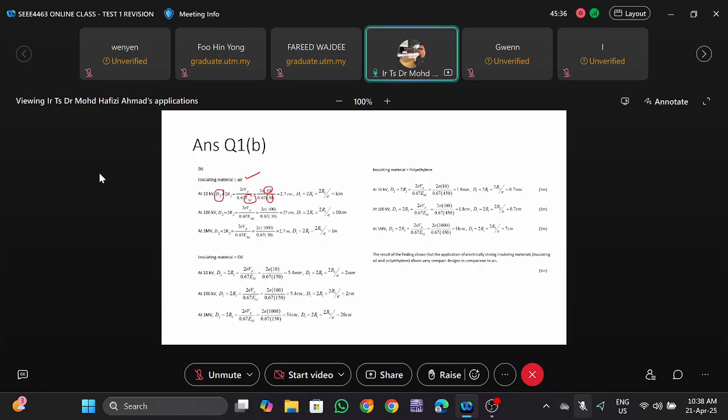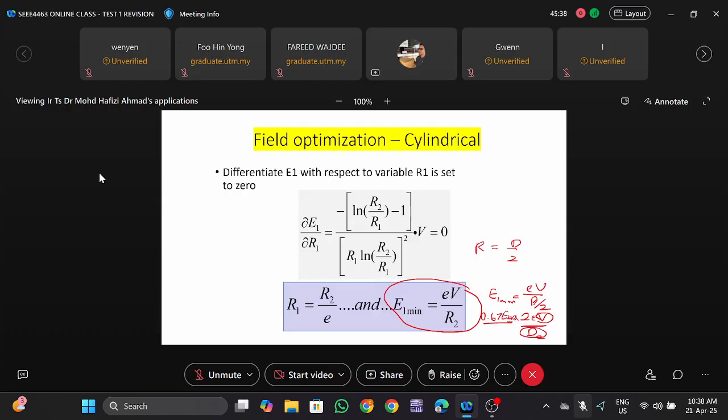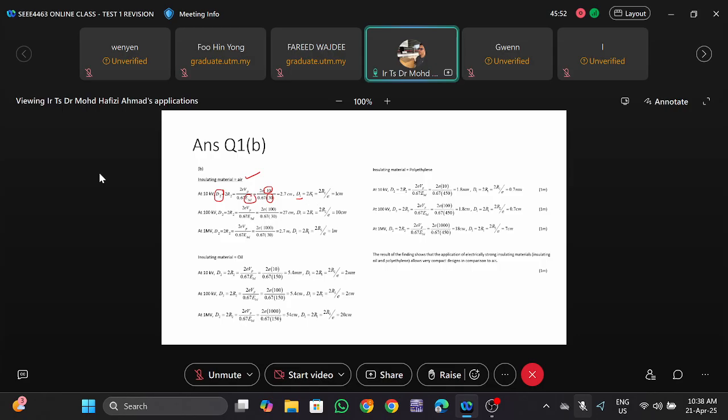But how do we find the diameter D1? We are still using this formula. So R1 is equal to the radius R2 divided by epsilon, and we just multiply by 2 here. So we get 2R2 divided by epsilon. So now it is equal to 1 centimeter when R2, or D2 here, is equal to 2.7 centimeters. So it will be D2 over epsilon, and then you get 1 centimeter here.